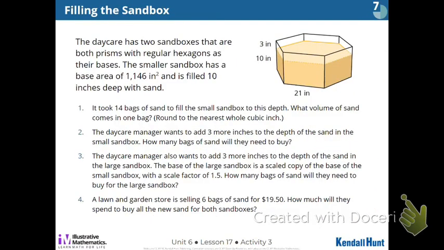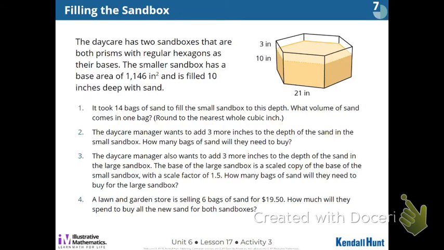Let me set the stage with this sandbox, okay? All the information's here, but sometimes it's nice to hear it too. It has a hexagon base. Do we know how to find the area of a hexagon yet? No, you'll learn about it in geometry. Isn't that what we do next year? Yes, hopefully. So the good news is it tells us the area of the base.